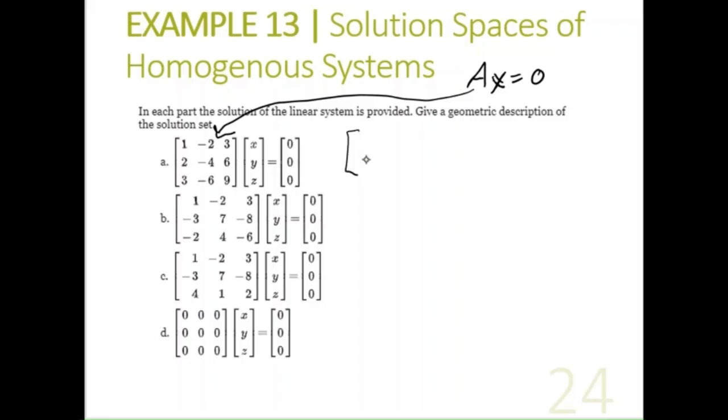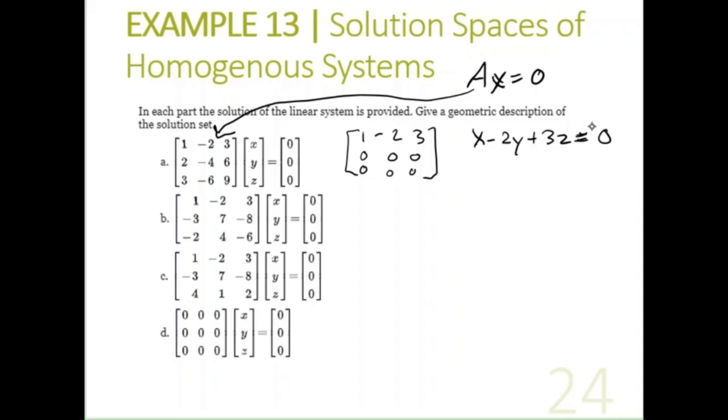So here you have 1, -2, 3. This second row would be -2 times the first row added to the second row. You'd end up with all zeros here. For the third row, you'd multiply -3 times the first row and add it to the third row, and you'd get a row of zeros here. That eliminates things really quickly, so we're left with this top row, and at this point we have x minus 2y plus 3z equals 0.